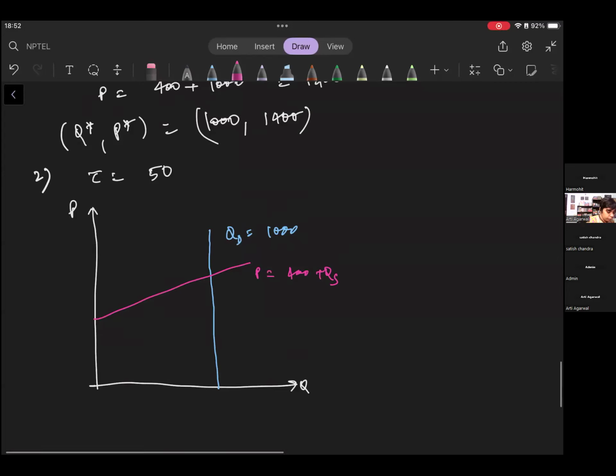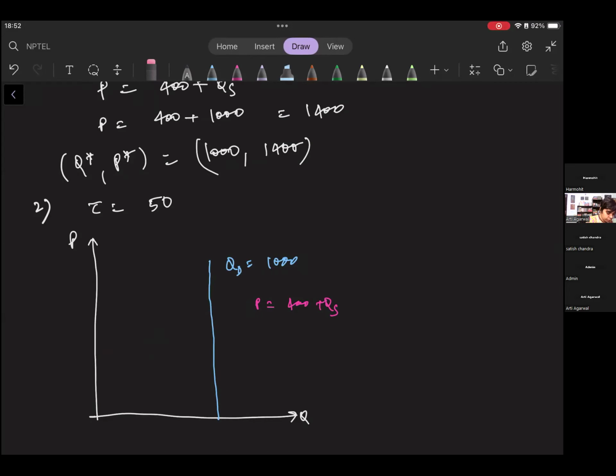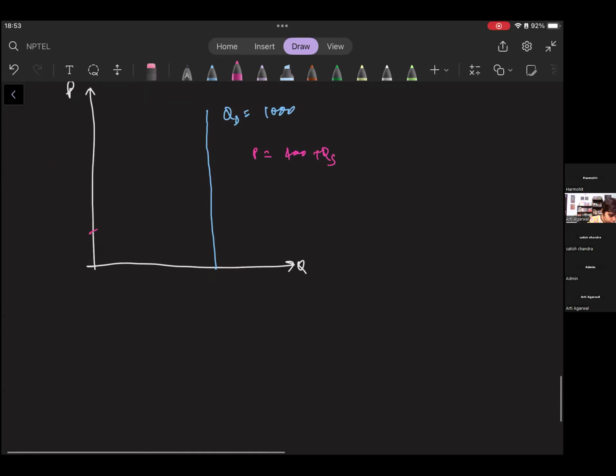What is going to happen now? Let me draw this again. Sorry, let me move this down, otherwise I'll be short on space. Now you have another factor in here, which is tau. Before tau, let me first mark everything. This is your P star before any tax, and this is your Q star before any tax, right? So far, so good. Now we impose a tax, and the tax is on the seller.